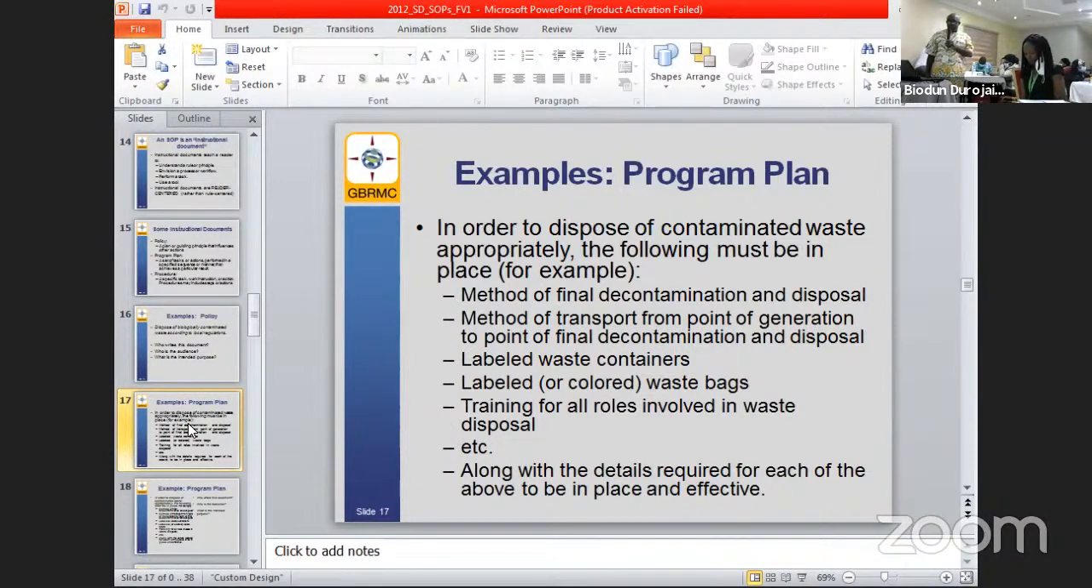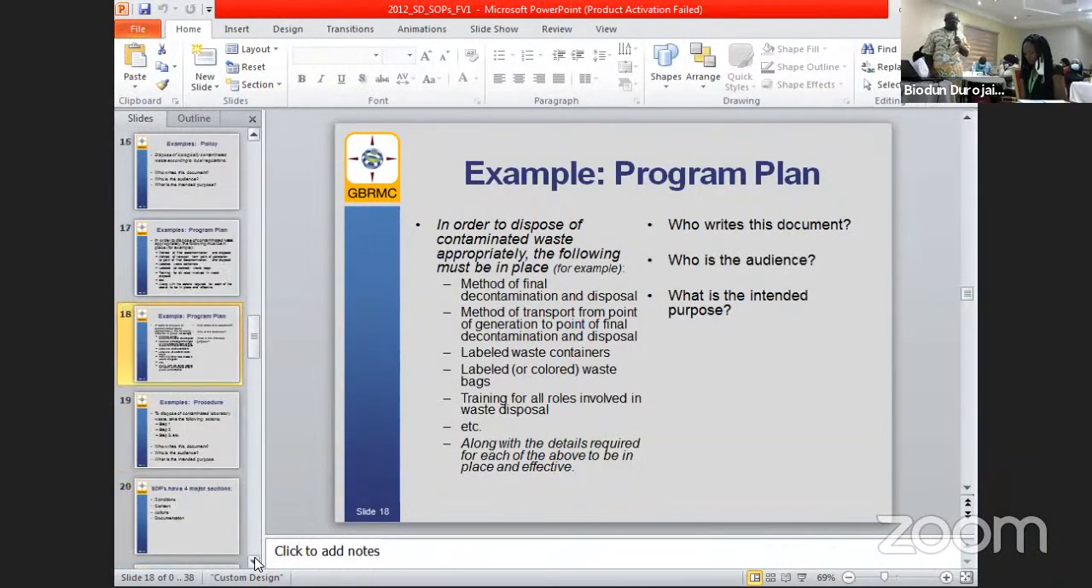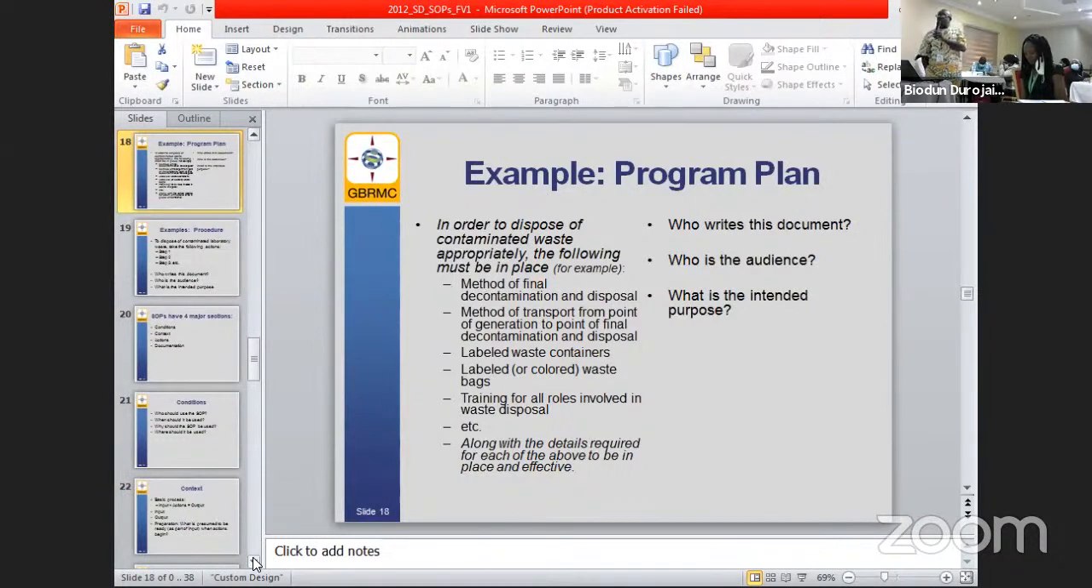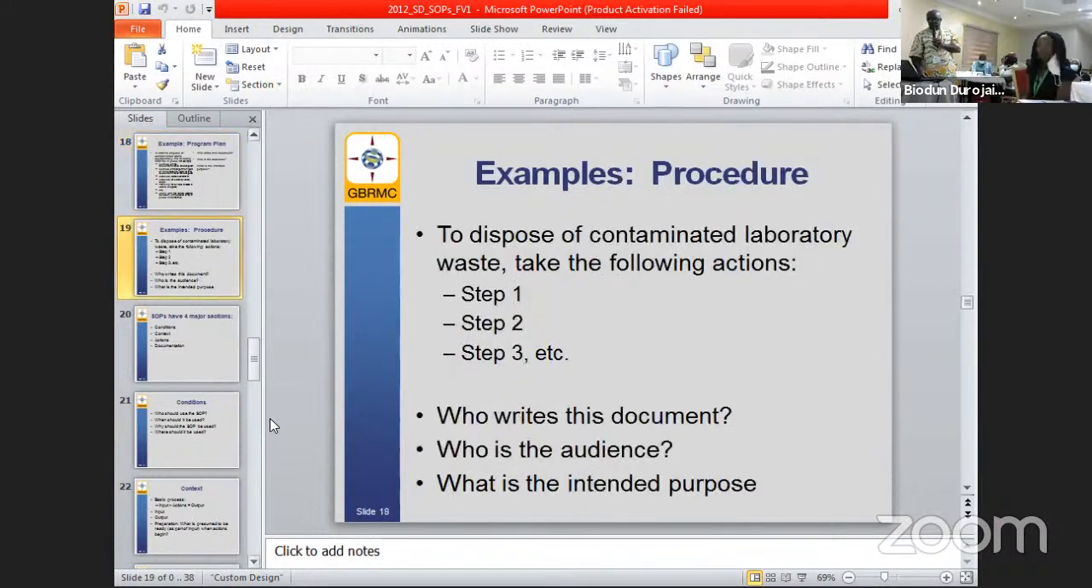In order to dispose of contaminated waste appropriately, the following must be in place. Are we there? For example, it's a part of what we read before. And then, who writes the document, who is the audience, then what's the intended purpose? The next example, procedure: to dispose of contaminated laboratory waste, we need to take the following actions. Who writes this document? Well, look at the procedure now. Who is the audience? What is the intended purpose? Give me your contribution.